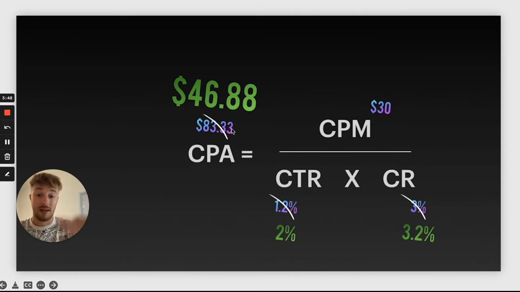So we halved it, and also we increased our conversion rate to 3.2%. We had 3% before, and now we have 3.2%. You can see what a big difference it can make just by increasing it a little bit, not even 1%, just 0.2%, but our cost per acquisition went down by half. So if you just work on your YouTube ad, and I'm going to show you exactly how in this video.